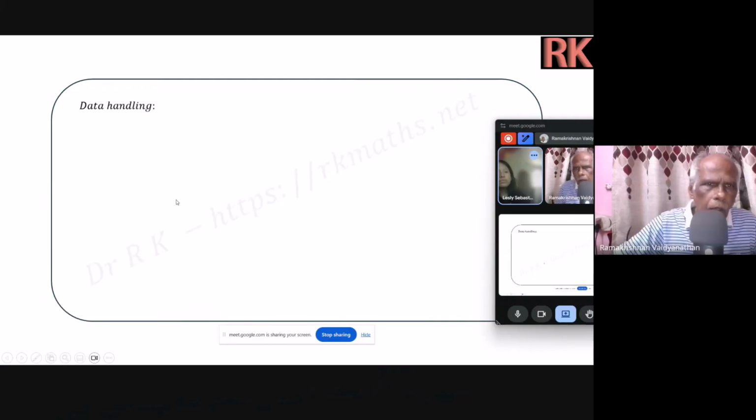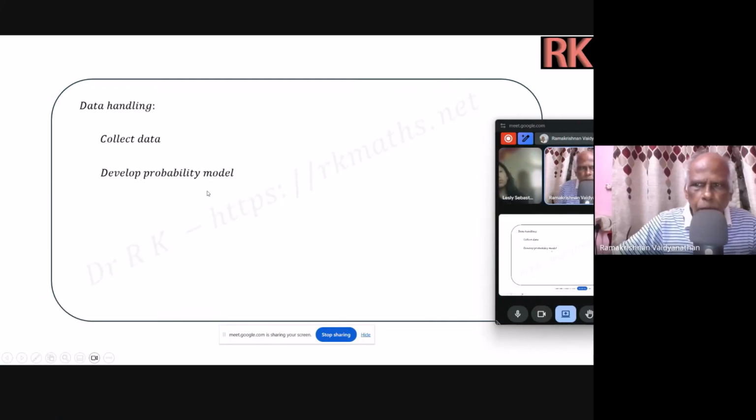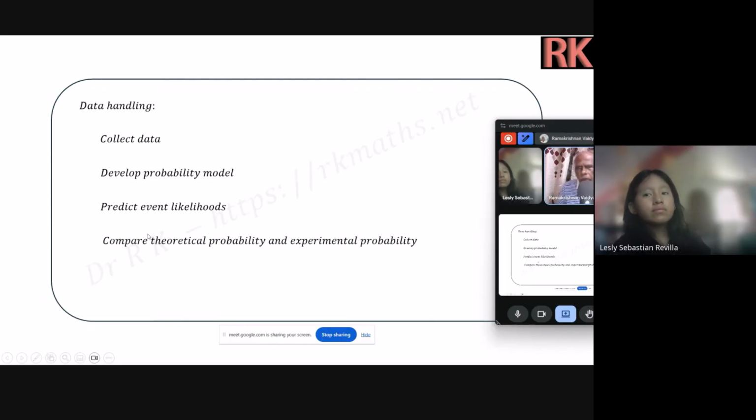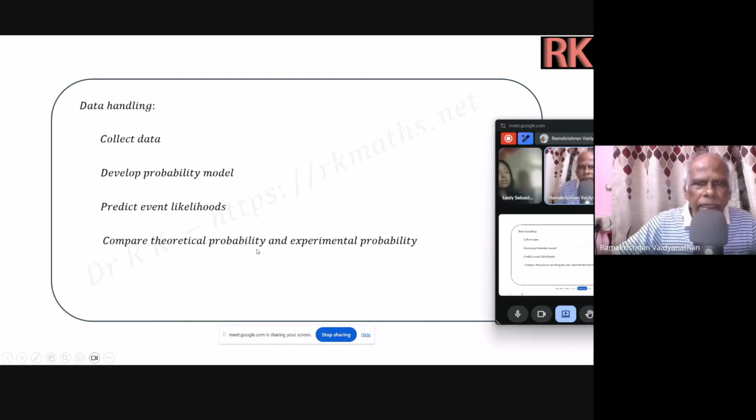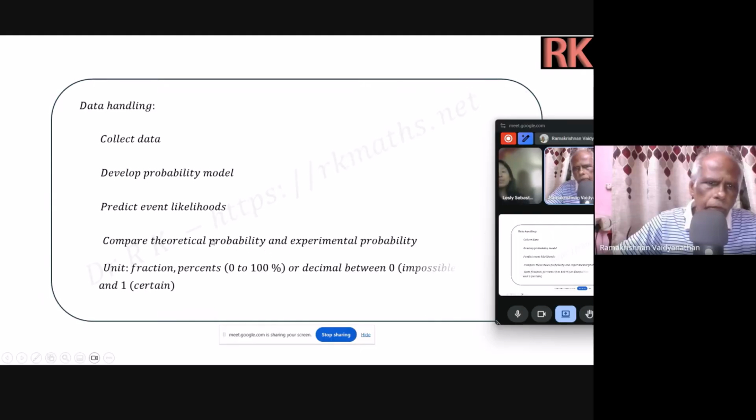Now, data handling. First, you collect the data, develop the probability model, and predict the event likelihoods. Are you able to understand the meaning of all this? Yes. Okay, very good. And then compare theoretical probability and experimental probability. I explained you these two. This also you have understood? Yes. Very good.